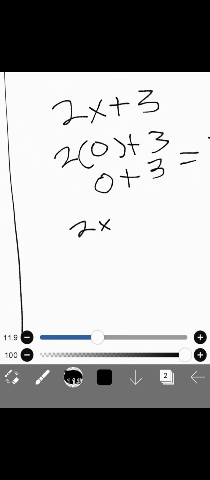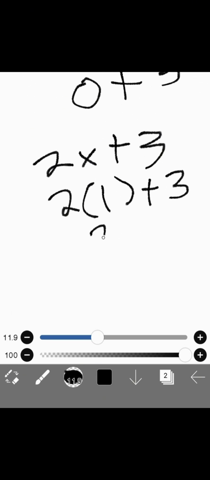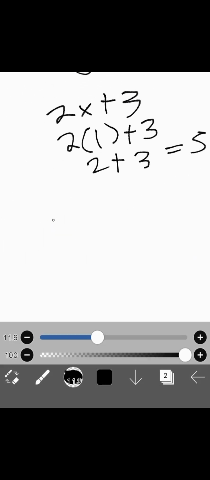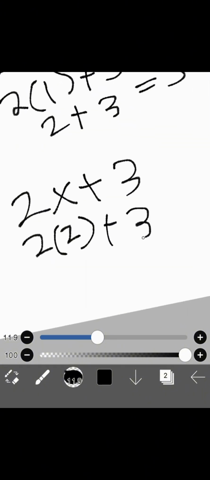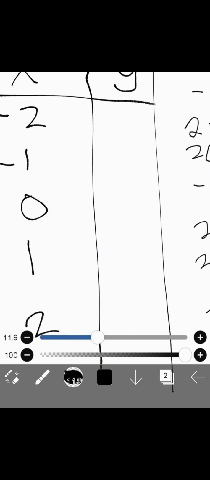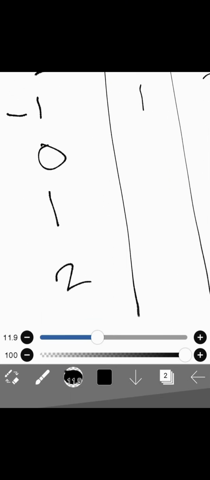Then 2x plus 3 where our x is 1: 2 plus 3 equals 5. And lastly, we have 2x plus 3 where our x is 2. So 2 times 2 plus 3 equals 7. So we say that if our x is negative 2, then y is negative 1. If our x is negative 1, then our y is positive 1.